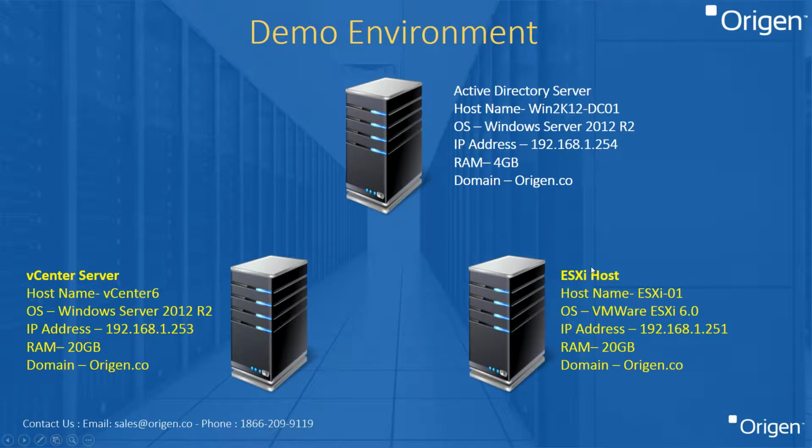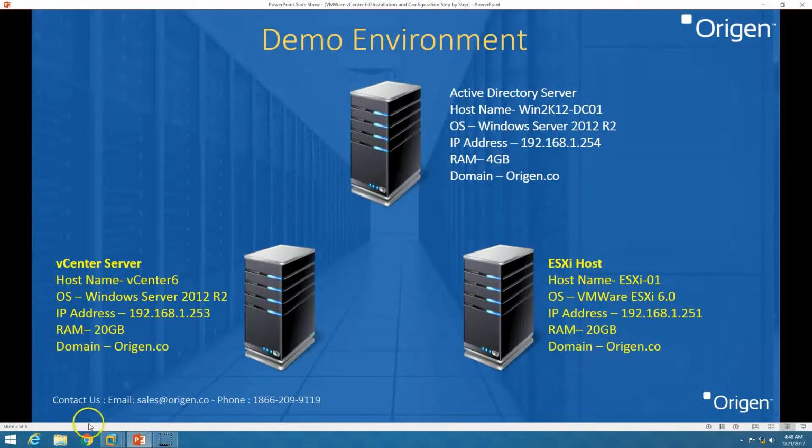This is my demo environment which we are going to use to demonstrate installing vCenter infrastructure 6.0. We are using basically 3 virtual machines here. The first virtual machine is an Active Directory server, Win2K12 DC01, and we have one vCenter server, vCenter 6, and one ESXi host. So let's check the servers.